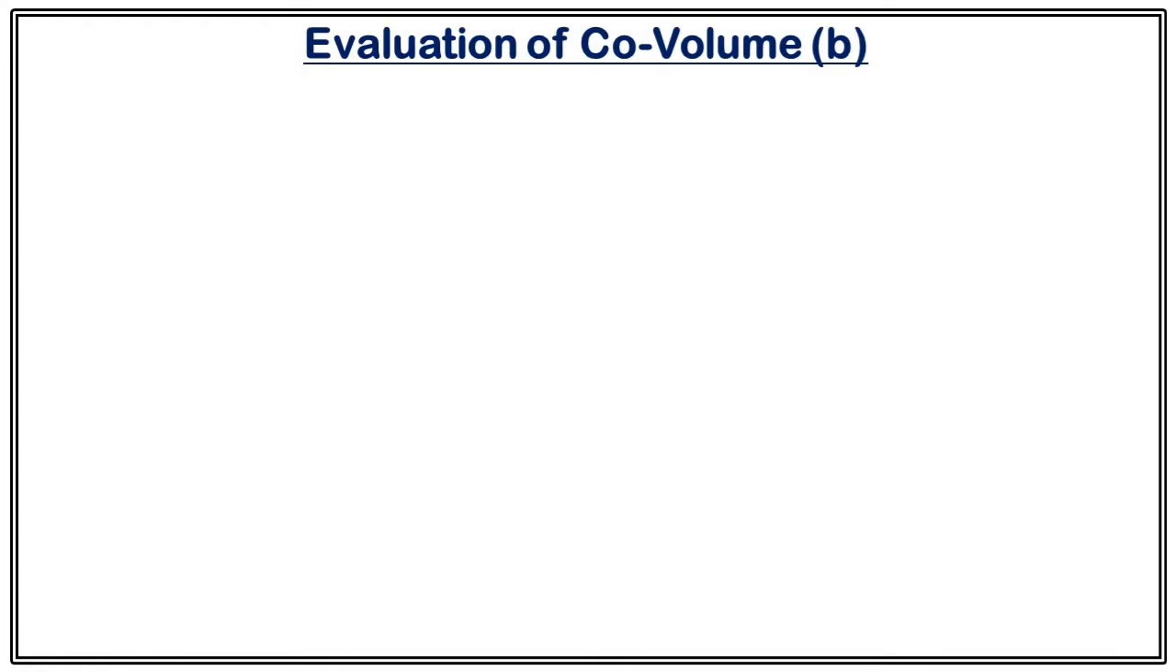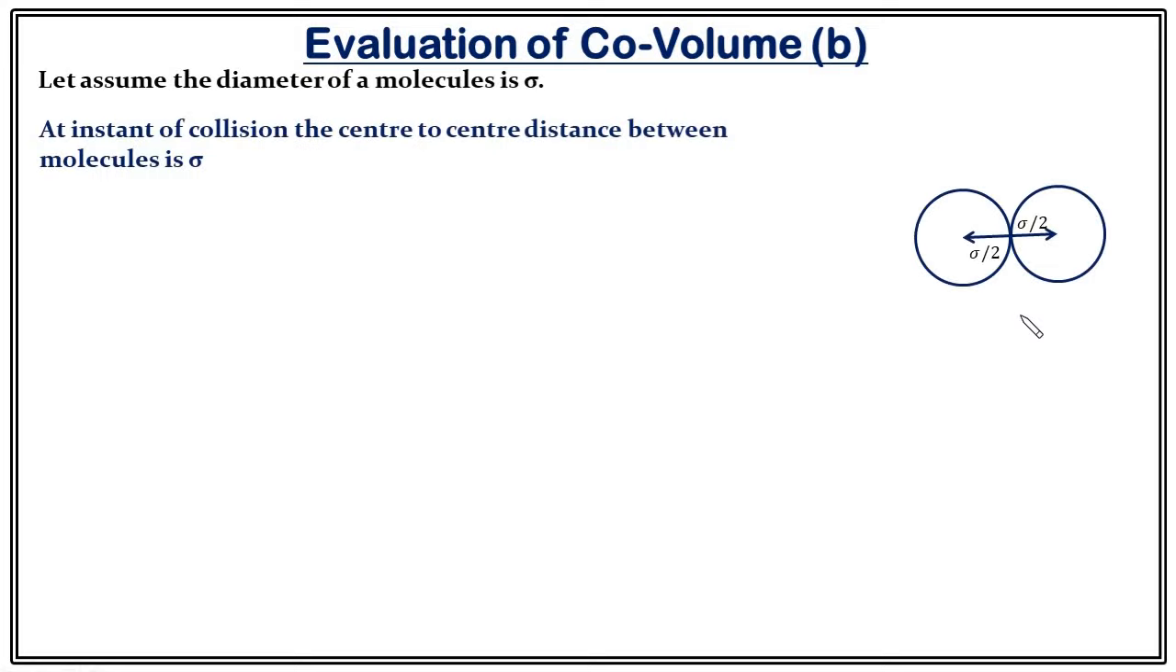Now let's try to find the expression for co-volume B. In order to find B, let's assume the diameter of a molecule is sigma. So when two molecules collide with each other, at the instant of collision, the center to center distance between the molecules is sigma. Why? Because the radius of a single molecule is sigma by 2, so the center to center distance between two molecules will be sigma. Now we will draw a sphere around this molecule with a radius sigma. Okay, so this bigger sphere will look like this.